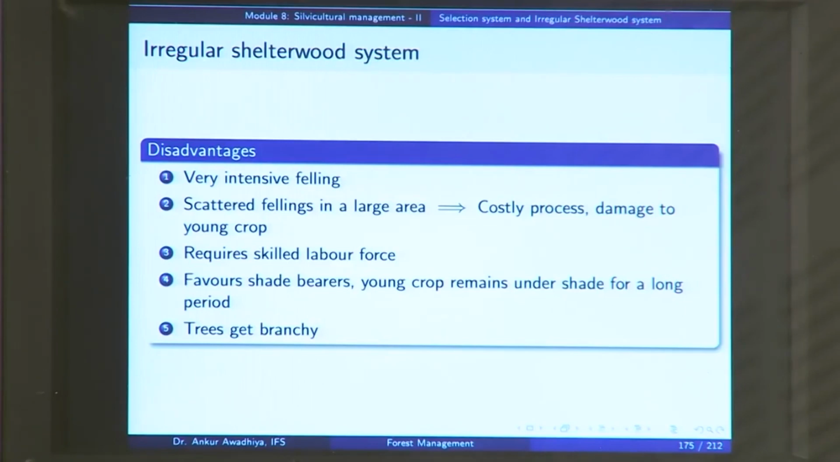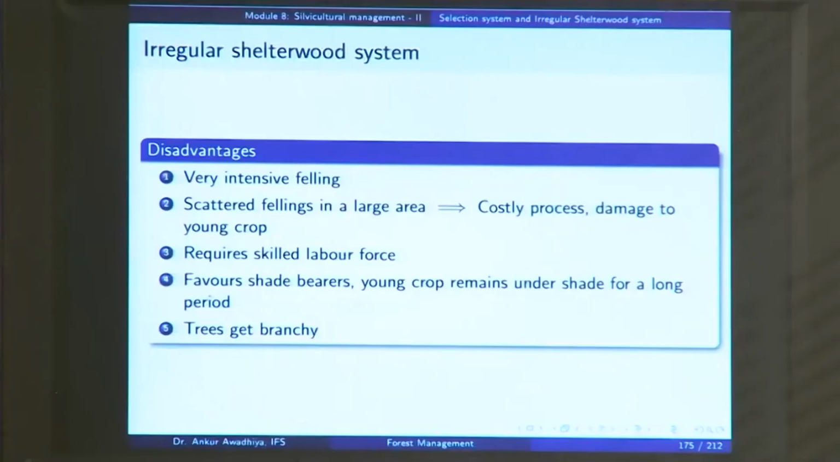Unlike in the case of a Shelterwood system, where you were giving periodic light increments, where things were under your control, in the case of an irregular Shelterwood system, this is basically a mix and match of the Shelterwood and the selection system. So, what happens is that even though you are favoring your plants that are shade bearers or shade loving plants, you are not able to give them a periodic light increment, so that they would be able to put up more amount of increment.